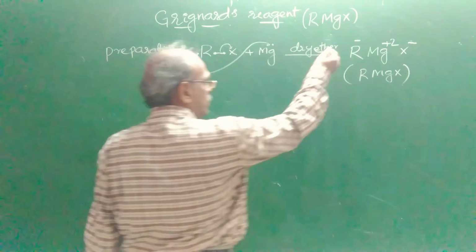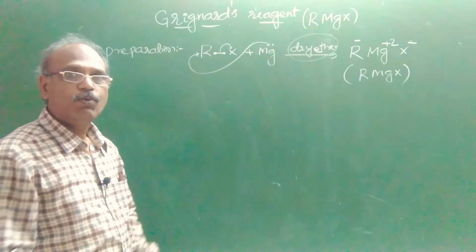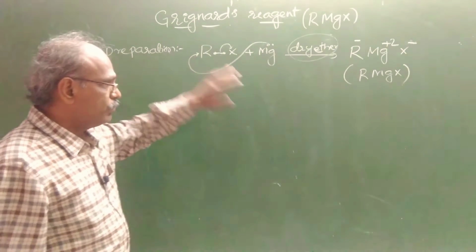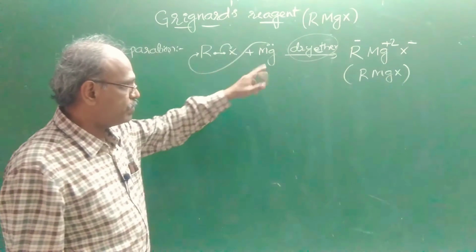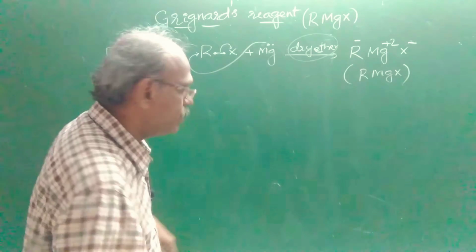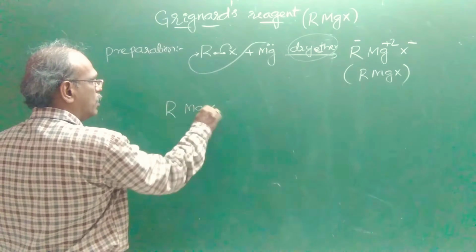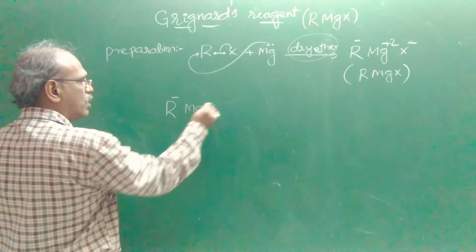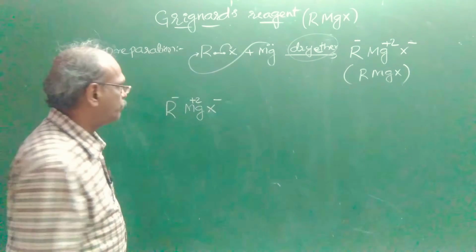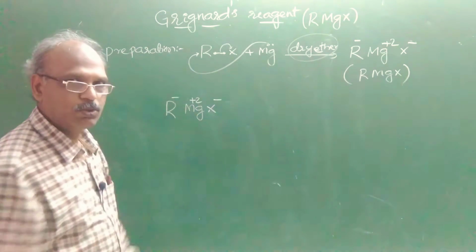Now the question is, why do we use dry ether as the solvent? Why not water or ammonia or alcohol? To explain that, let's see the reactivity of Grignard's reagent. If you look at the structure of Grignard's reagent, the charge on the alkyl group is minus, on the halogen it is also minus, and on magnesium it is plus 2. Here both R minus and X minus can act as nucleophiles.